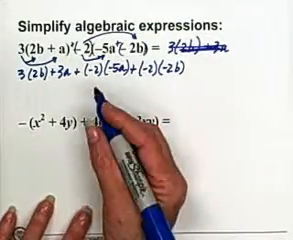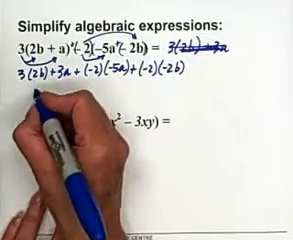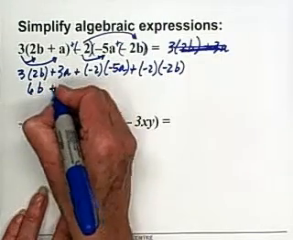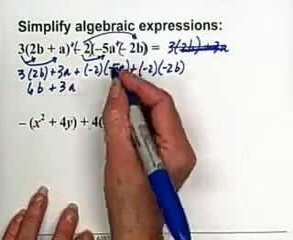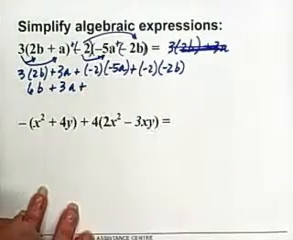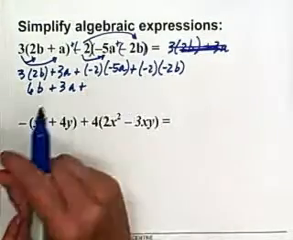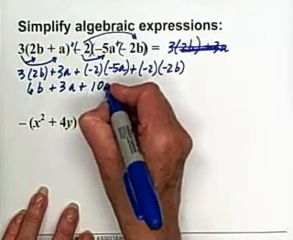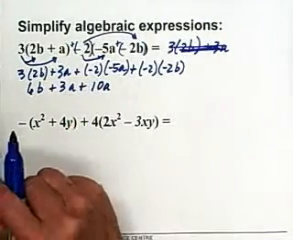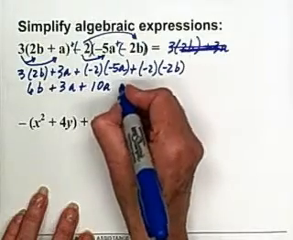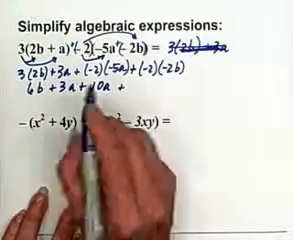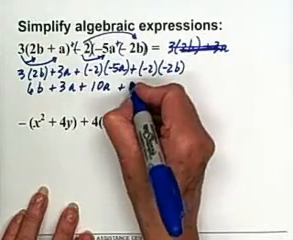Now rewriting this, we have 3 times 2b, which is 6b, plus 3a. Just going to leave the plus sign there for a minute. Minus 2 times minus 5a becomes a positive 10a. And now we're going to add minus 2 times minus 2b, which becomes a positive 4b.